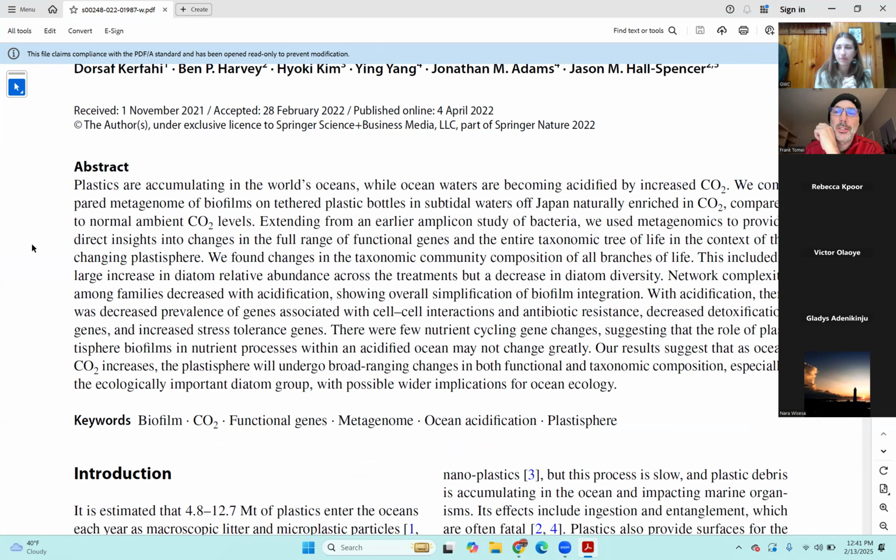I think that first sentence has two statements in it. Yeah, exactly. It's right and straight to the point, saying we're going to be talking about plastics and we're also going to be talking about ocean acidification. Awesome.